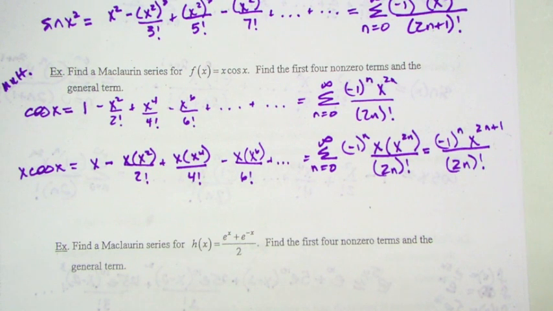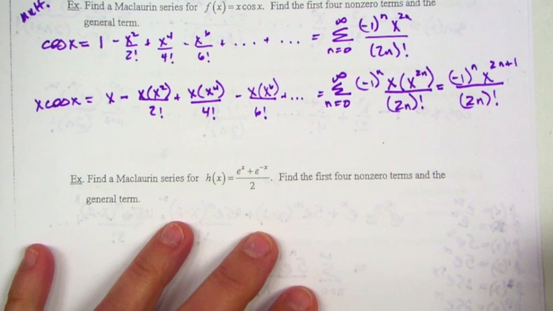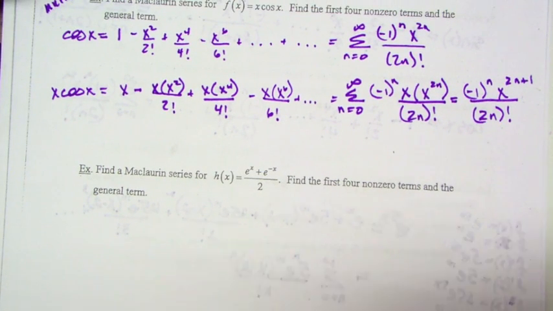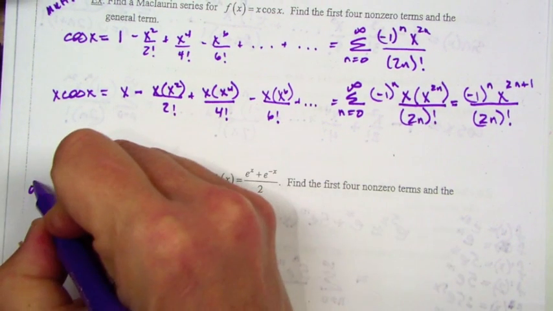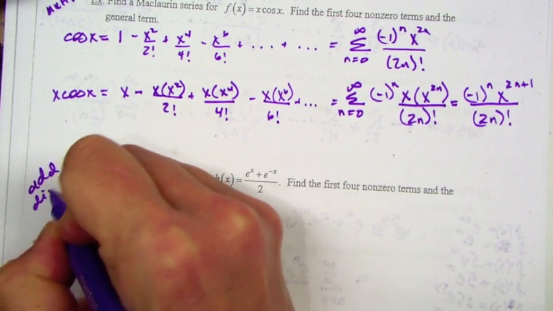Okay, so look at the next one. What are we doing in the next example? Adding or subtracting? We're going to add together 2 series, and then we're going to divide, right? So we're going to add, and then we're going to divide.